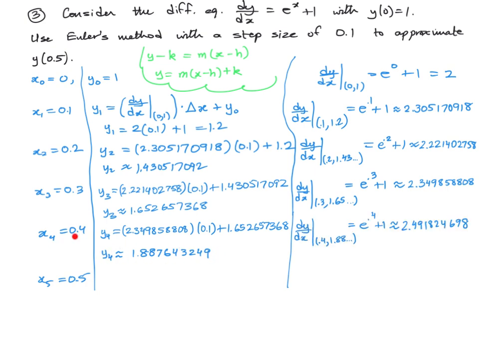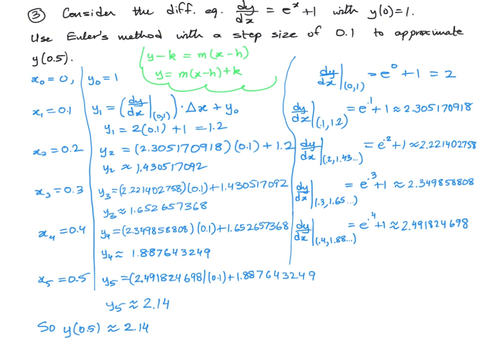And so I take the x4, y4 point, and I plug it into the differential equation. So dy dx evaluated at the x4, y4 point, and I get this value for the slope. And so I use the slope value times the delta x, or the step size, plus the previous y-coordinate. Now the x5 is 0.5, which is what I was trying to figure out. So the y5 value can now be rounded to my appropriate 3 sig figs. So finally, we can say that y of 0.5 is approximately 2.14 based on Euler's method.